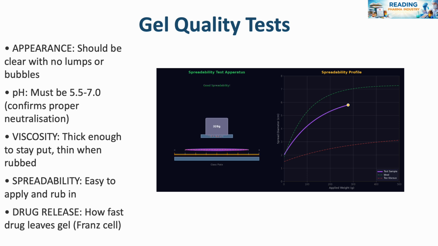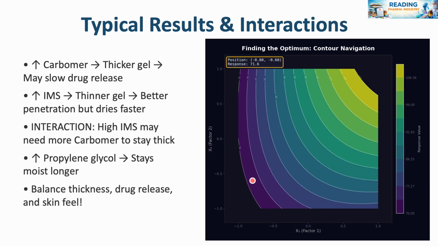The viscosity is also very important because it needs to stay thick enough so it remains on the skin, and should go thin when it's rubbed. And this goes back to what we mentioned before about the pseudoplastic behavior. So it should be easy to apply and rub. Finally, the drug should be released in a proper way, because this eventually will release the drug into the skin. And we use the Franz cell as shown earlier.